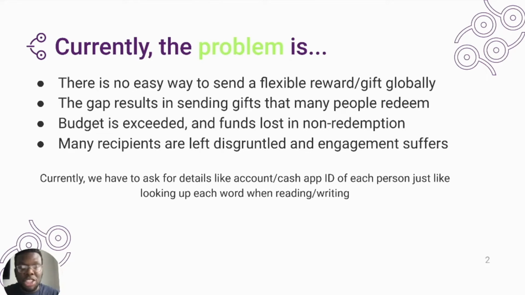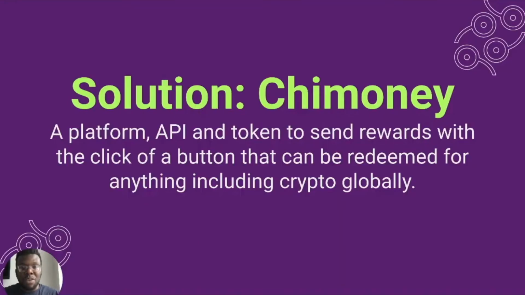So Chimoney changes this. It makes it super easy for event organizers, human resources teams, and DevRel teams to issue rewards or gifts to drive engagement. Chimoney is a platform, an API and token that makes it super easy to send rewards with the click of a button. And these rewards can be redeemed for anything, including Bitcoin Cash.